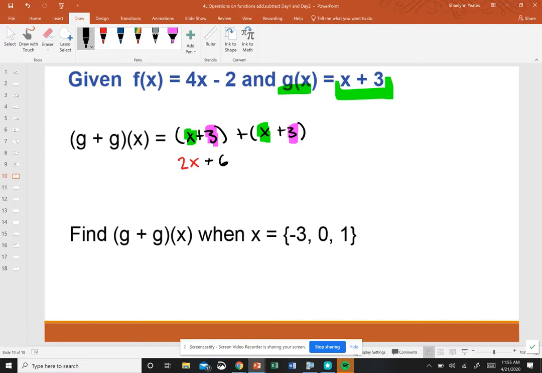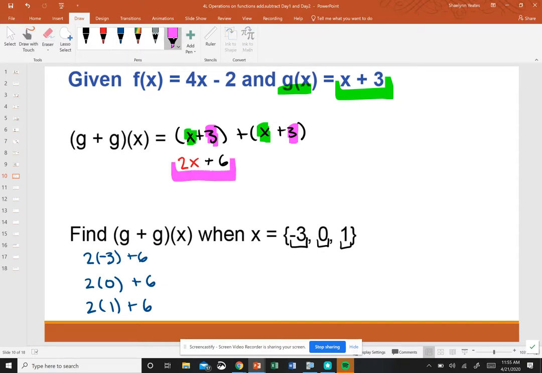Now, all this super fancy thing down here, it says find g plus g of x when x equals -3, 0, and 1. This just means plug in -3, plug in 0, and plug in 1. We're going to get 3 answers. So we're going to do 2 times -3 plus 6. We're also going to do 2 times 0 plus 6. And we're also going to do 2 times 1 plus 6. All we did was take our fancy dancy formula and we plugged in the -3. We plugged in the 0. We plugged in the 1.